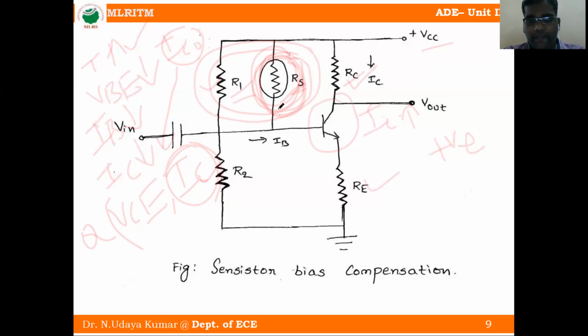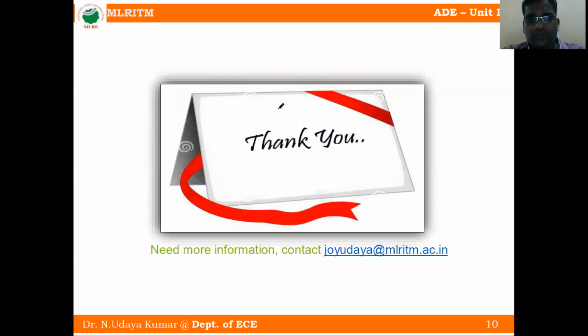Okay, so I will summarize today's class. First we saw the compensation techniques. These are three types. One is the diode compensation technique. The second one is the thermistor compensation technique. The third one is the sensistor compensation technique.